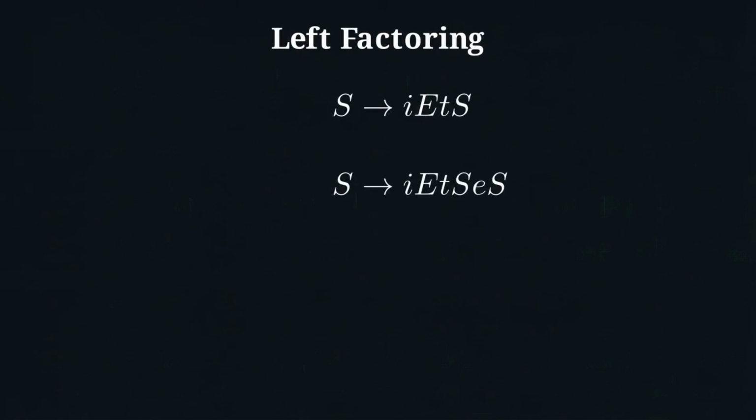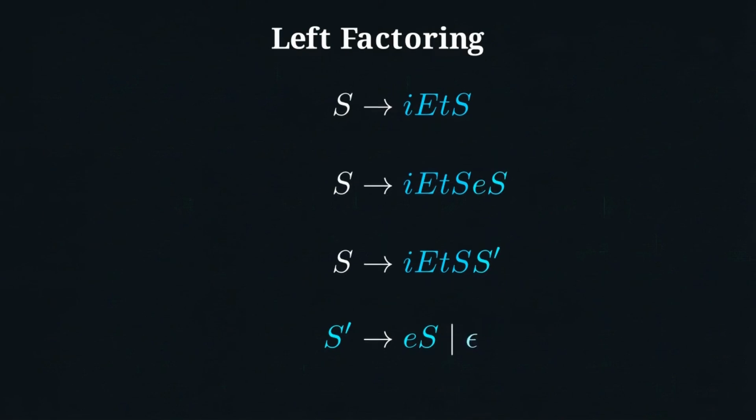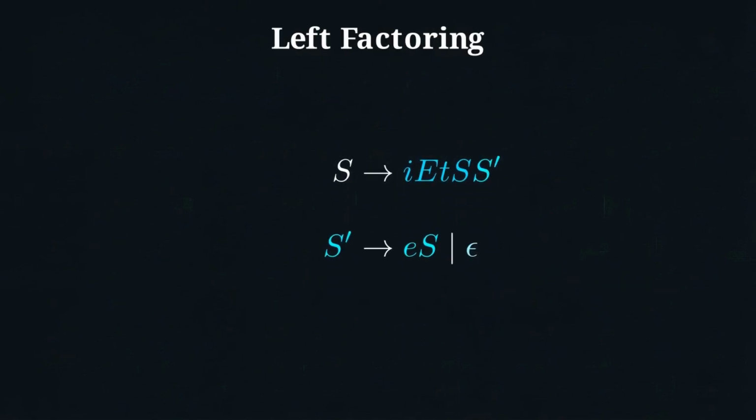Take two shorthand if-then-else rules. S produces iEtS and iEtSeS. Scanning left to right, we isolate the common prefix, iEtS, and write it followed by a new non-terminal, S'. S' holds the differing remainders, eS from the second rule and epsilon for the empty first rule.